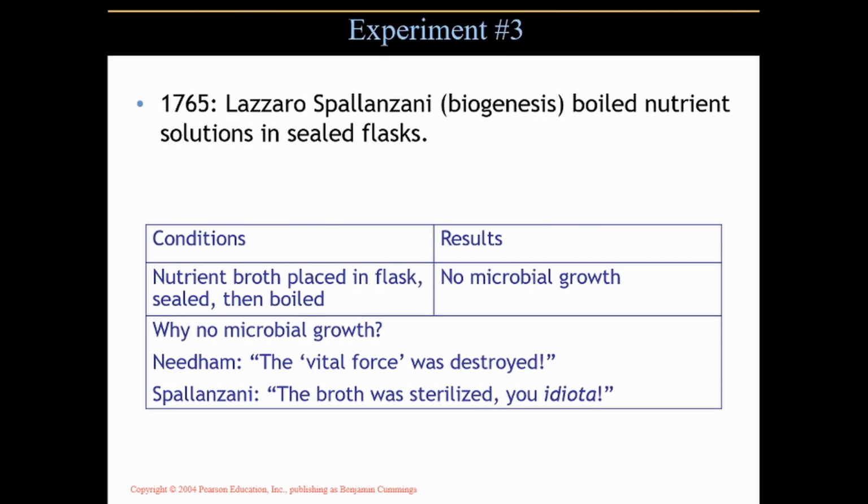An Italian scientist, Lazzaro Spallanzani, he was in favor of biogenesis, that he believed that cells came from cells, microbes came from microbes, they didn't come from broth. So what he did was he boiled the broth in a sealed flask. So he poured the broth into a flask, he sealed it up, then he boiled it, and there was no microbial growth. He said, see, I sterilized it. I killed everything that was in it, and so as a result of killing the bacteria that were initially in the broth, it is now sterile, and it can't grow anything. There's nothing in there that can grow. So why no microbial growth?